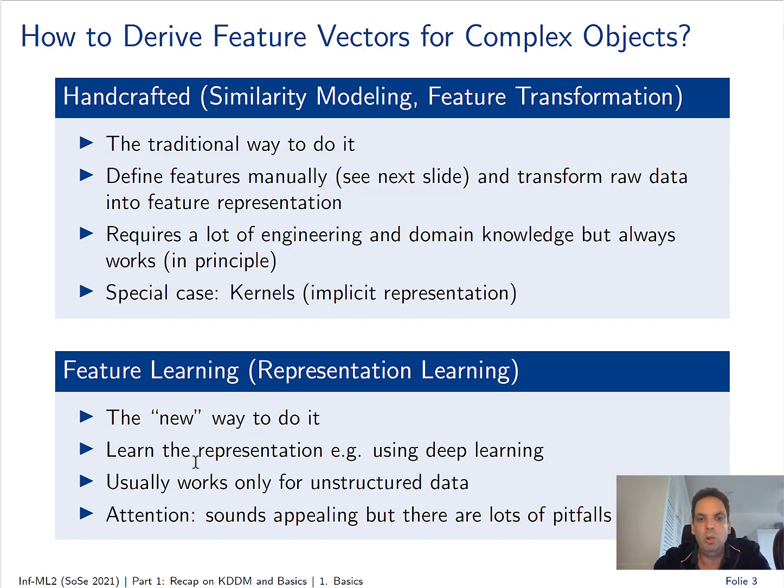You learn the representation typically by applying some learning techniques, and this is typically deep learning. So representation learning more or less equals deep learning. So you apply some deep neural network on that. It usually works pretty good for unstructured data. So think about where does it really work good?